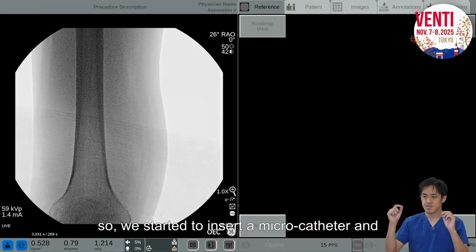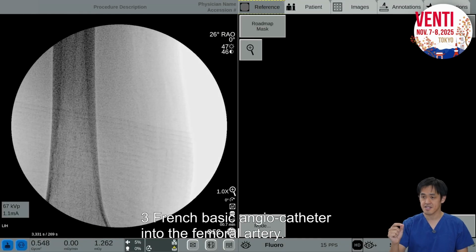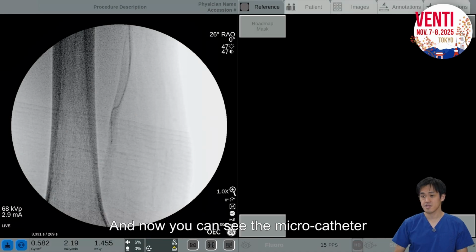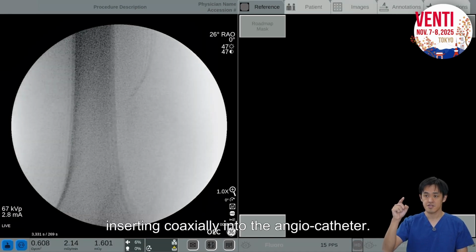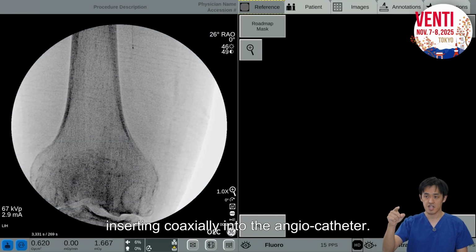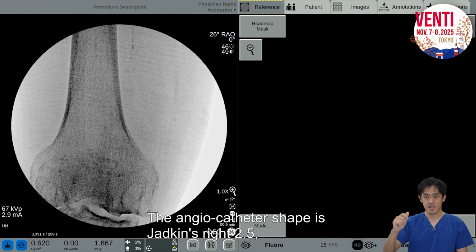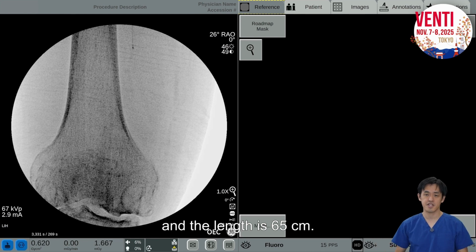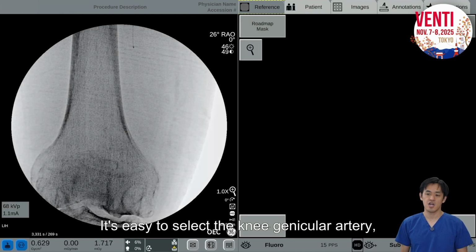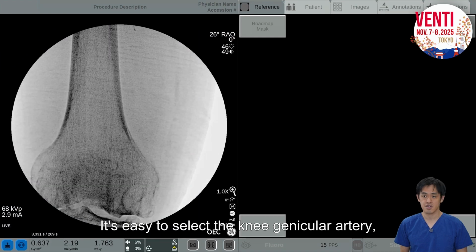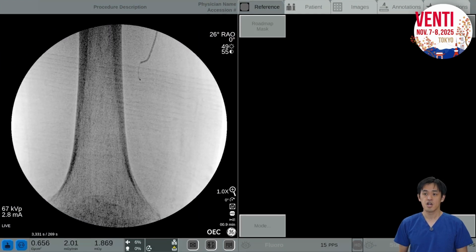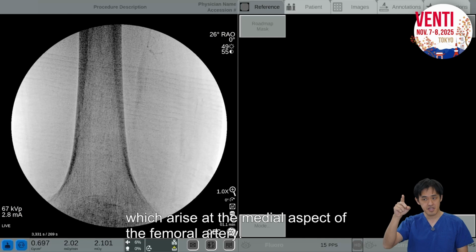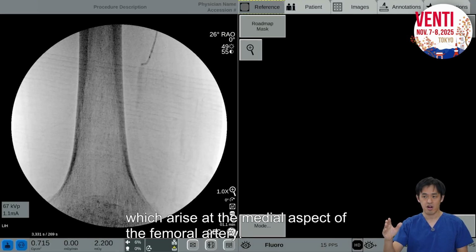So we started to insert a microcatheter and a 3 French basic angiocatheter into the femoral artery, and now you can see the microcatheter inserted coaxially into the angiocatheter. The angiocatheter shape is like a Judkins Right 2.5, and the length is 65 centimeters. It's easy to select the knee genicular arteries, including the descending genicular artery. First, I will try to select the descending genicular artery, which arises from the medial aspect of the femoral artery.